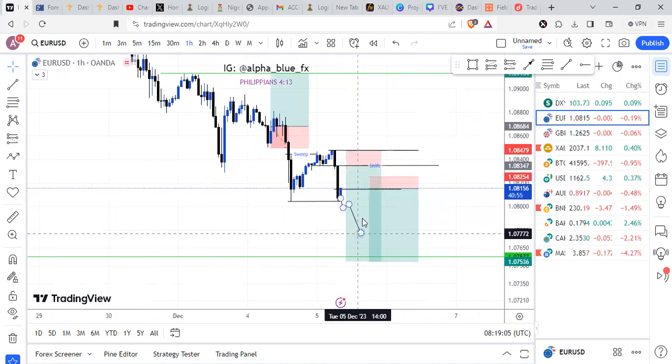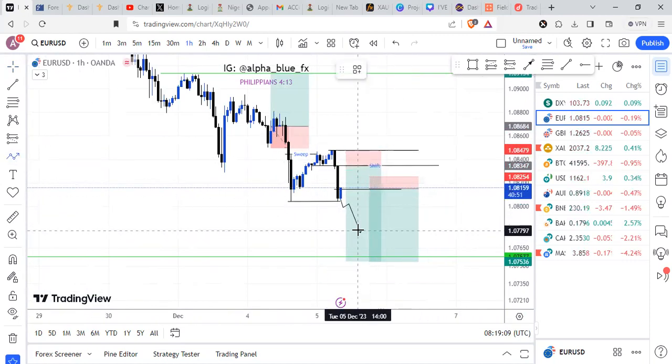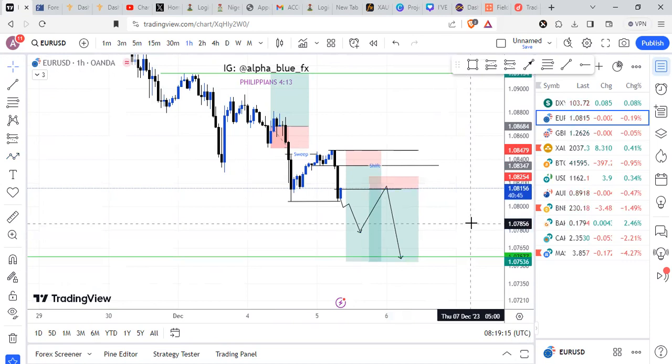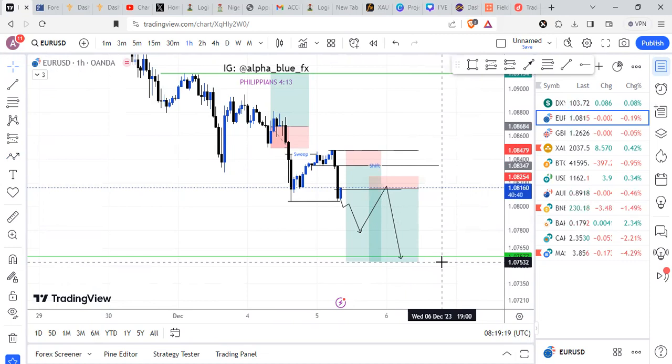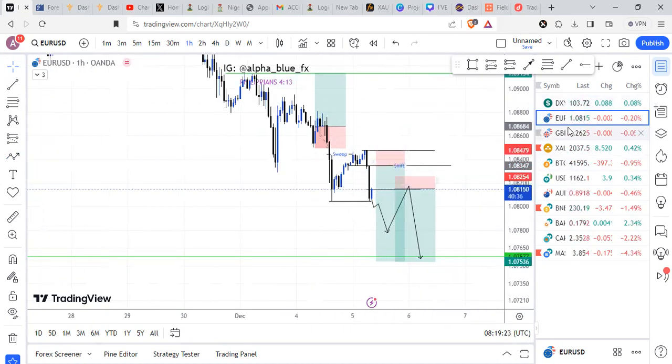So if this happens, then we'll wait for price to come back to this point, then we'll short it down here. So this is just what I'm looking to do on Euro USD today. This is still 9 a.m. in the morning. So let's see how it goes.